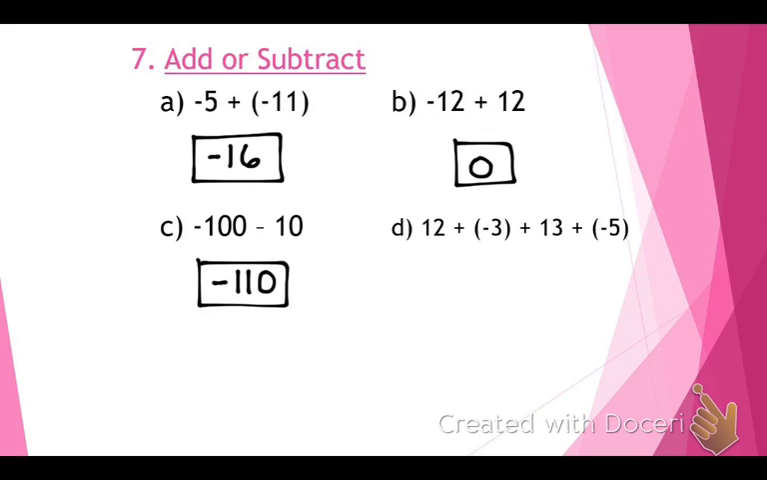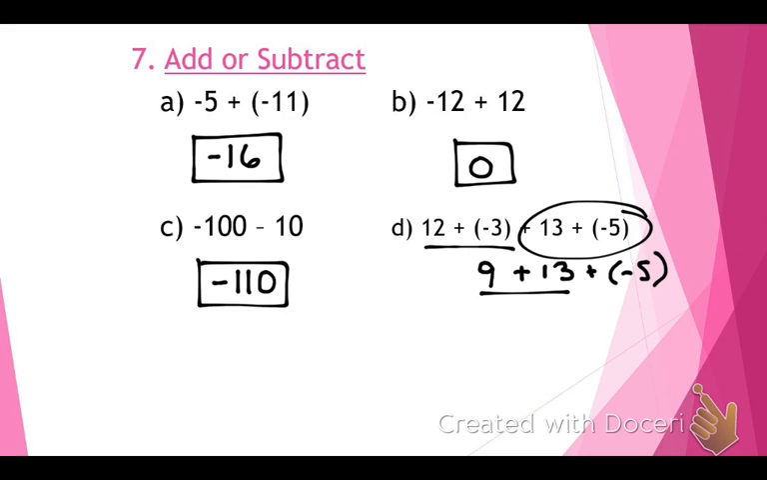Okay, for D, 12 plus negative 3 plus 13 plus negative 5. There's two ways you can do this. Isabel, tell us how you did it. Well, I did 12 plus negative 3. Okay, so she worked from left to right. What is that? It's 9. Then you're just going to bring everything else down. Then what did you do? I added 9 plus 13, which is 22. And then just bring down plus negative 5, which is 17. Okay, 17 is correct.